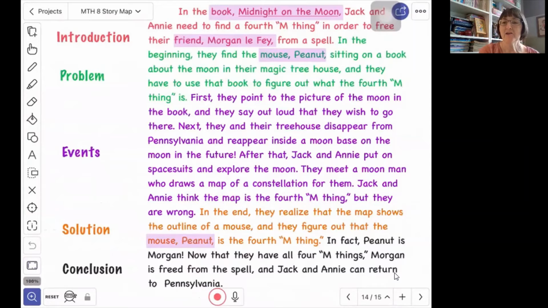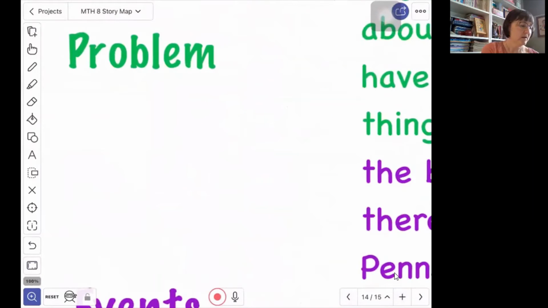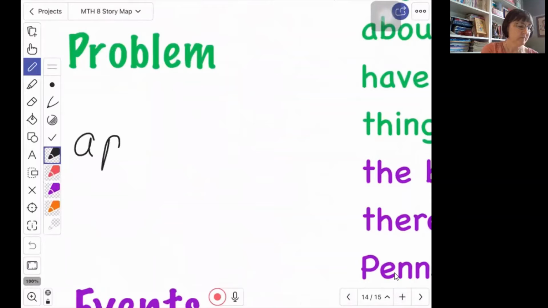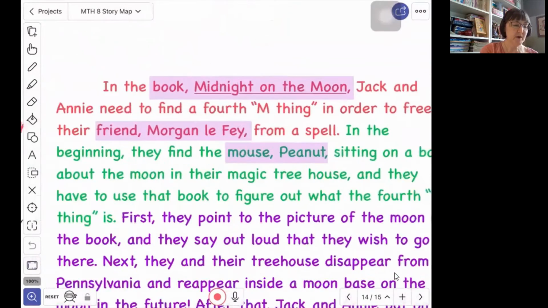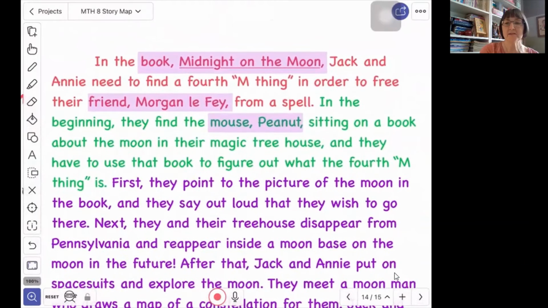On this page, we are looking at something called the appositive phrase. I always spell appositive wrong. I think that's right. Appositive phrase. The appositive phrase is when, right after we say a noun, we want to say the noun again. We want to restate it using different words. And when we do that, we need to put a comma before and after it.